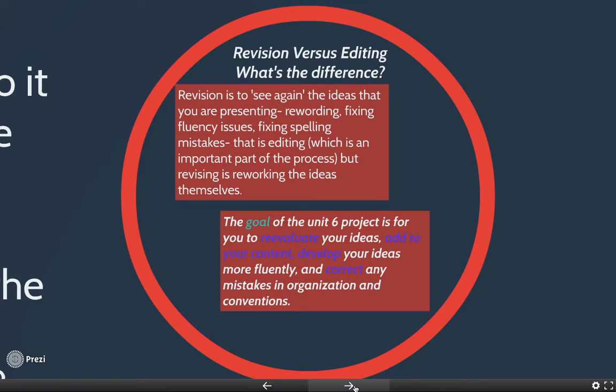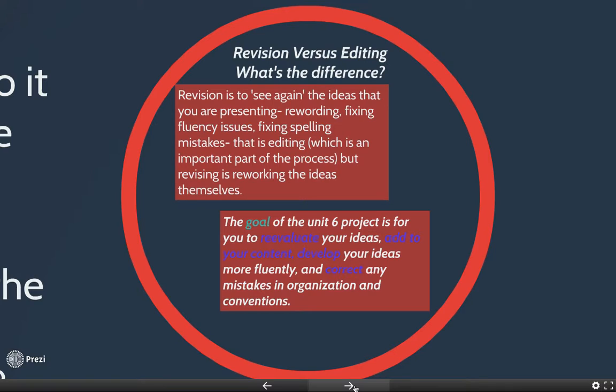Revising is reworking the ideas themselves. Maybe moving one idea from paragraph 2 to paragraph 4 because it makes more sense there. Or maybe your thesis statement wasn't clear and you revise your thesis statement, so therefore the content of your essay becomes more specific.